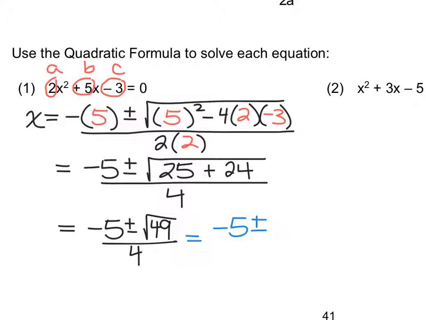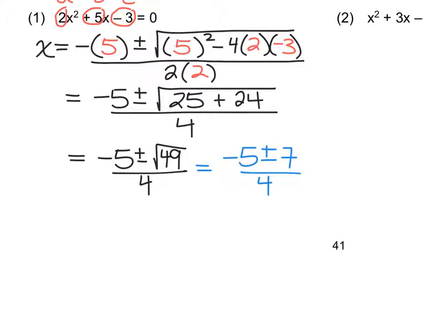Square root of 49? So we have two possible solutions here. We break it up. We're looking at negative 5 minus 7 over 4, or negative 5 plus 7 over 4.